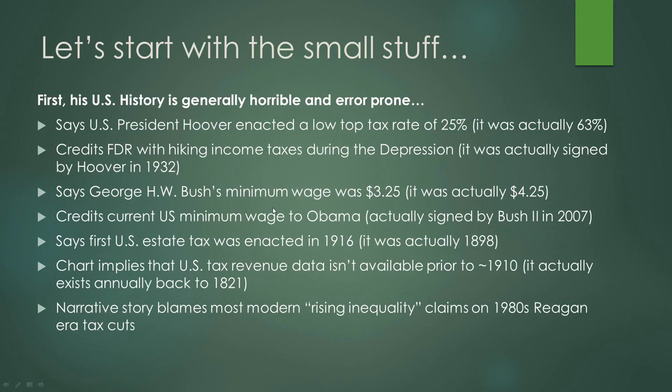He actually has this backwards. It was really Hoover that signed the tax increase into law in 1932 before Roosevelt took office. This is just a basic fact that he is wrong. He does similar mistakes on minimum wage legislation in the U.S., so he gets the number wrong for George Bush Sr. He also credits George W. Bush, his minimum wage hike in 2007 to Barack Obama.